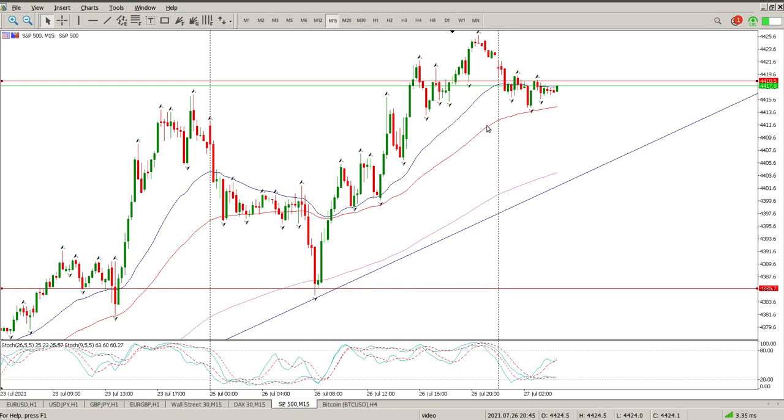So the 50-minute is the way to go as far as I'm concerned. You've got lots of tails here which you can use as levels. What you're looking for is structure, and structure is engulfing bars. There's an engulfing bar there. There's an inside bar. There's the next bit of structure, and then you're looking for pin bars.